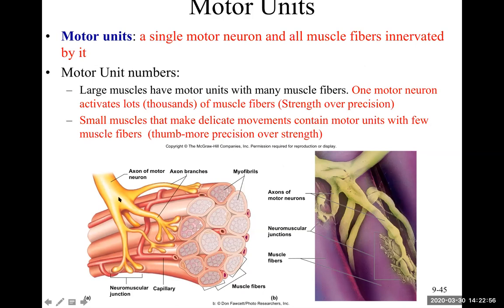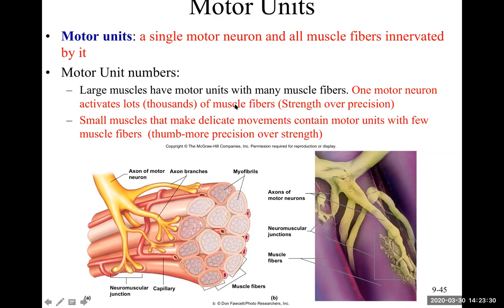So if you look at this picture, here's one motor neuron, and it doesn't just go to one skeletal muscle fiber, right? It'll go to one over here, and then another one over here, and another one over here, and another one over here. So one motor neuron can control more than one skeletal muscle fiber. Now, a motor unit is the motor neuron and all of the skeletal muscle fibers it goes to.